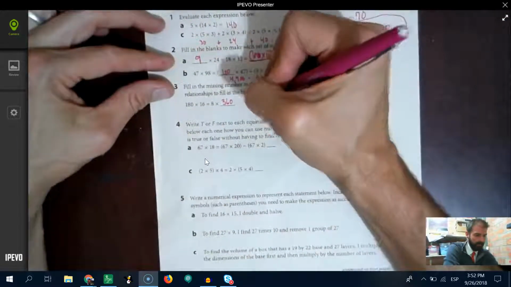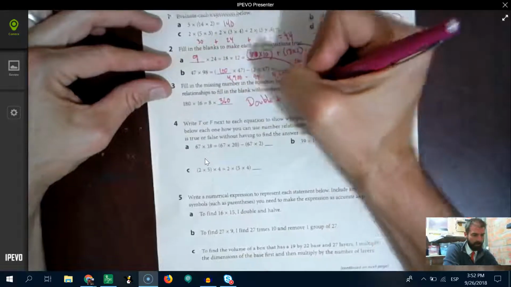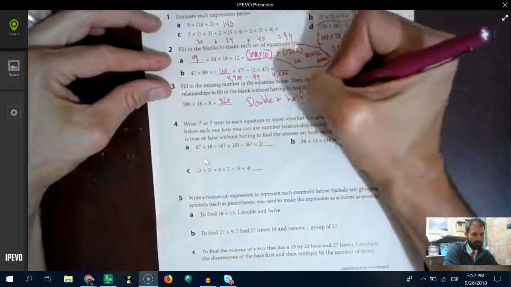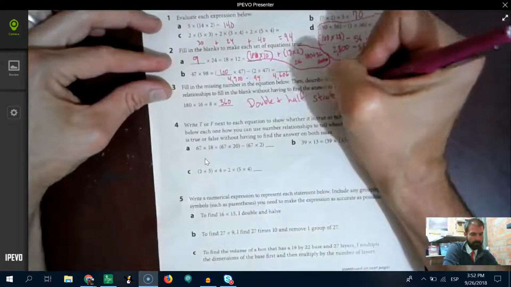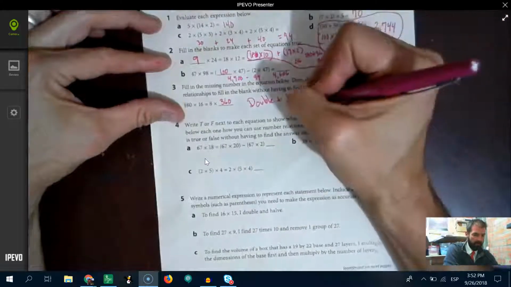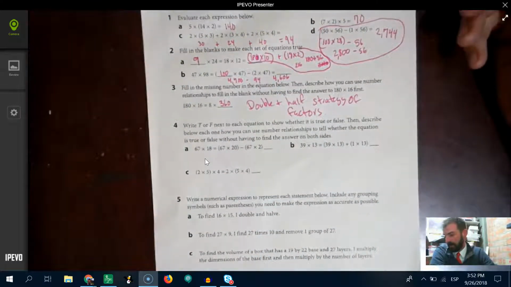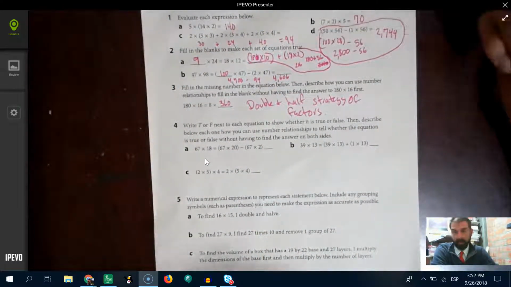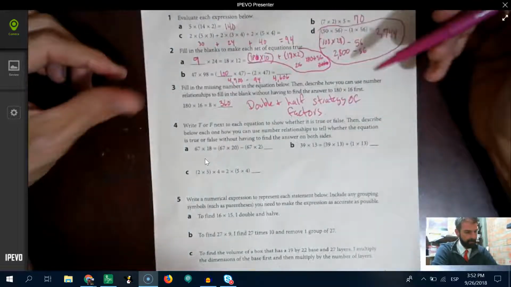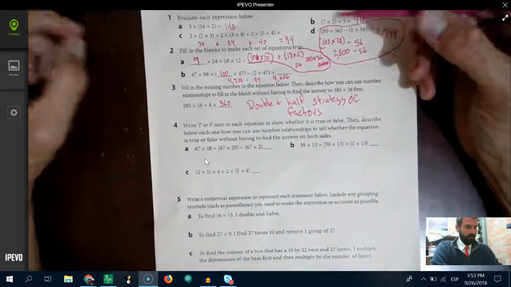So I'm using the double and half strategy of factors. I don't have to know the answer. I don't know what the answer is. I haven't done the math. I could, but I don't need to. So I just need 360 there.